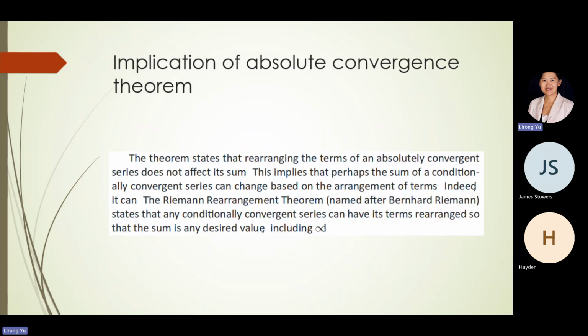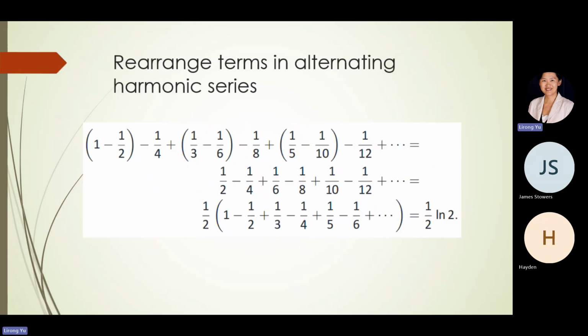All right. So basically, this is what we mean by the absolute convergence theorem. Rearranging the terms in an absolutely convergent series does not affect the sum. That also means that for a conditionally convergent series, when you rearrange the terms, it will change the value. Sometimes it may even go to any value that you want it to be, even infinity. That's a very extreme situation. And here we have an example.